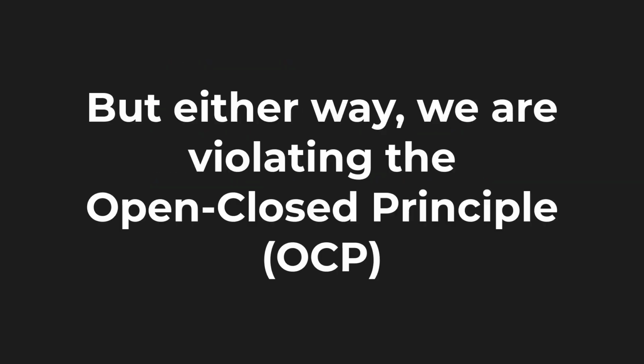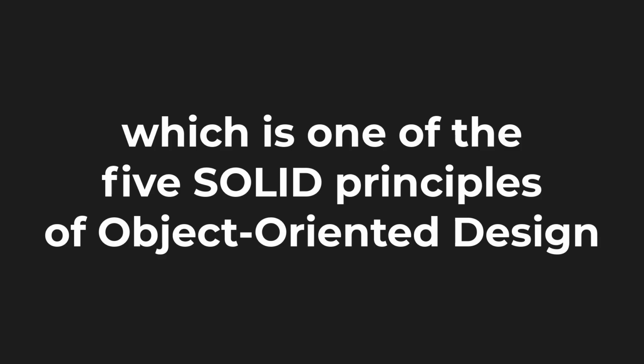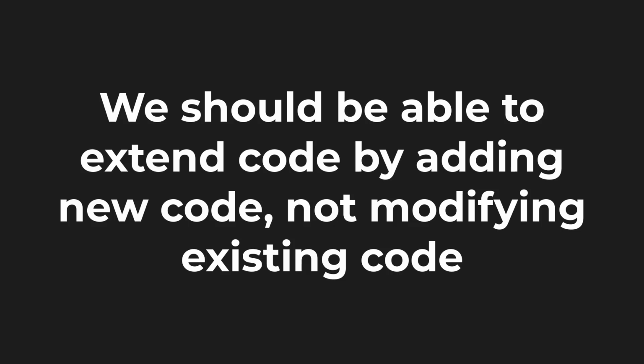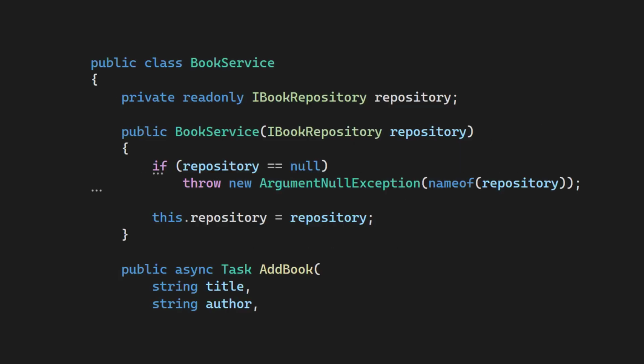But either way, we are violating the open-closed principle, which is one of the 5 solid principles of object-oriented design. This principle states that software entities such as classes should be open for extension but closed for modification. This means that we should be able to extend code by adding new code, not modifying existing code. On the other hand, if the book service class programmed to an abstraction and used constructor injection, then we don't have to modify either the book service class or the book repository class to add such behavior.